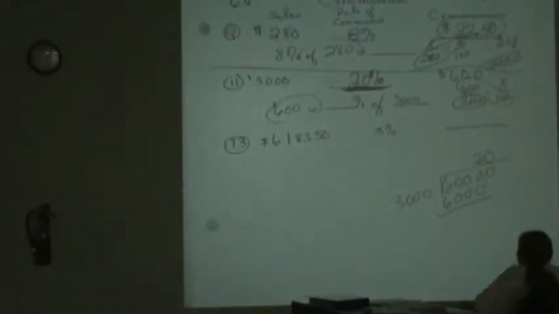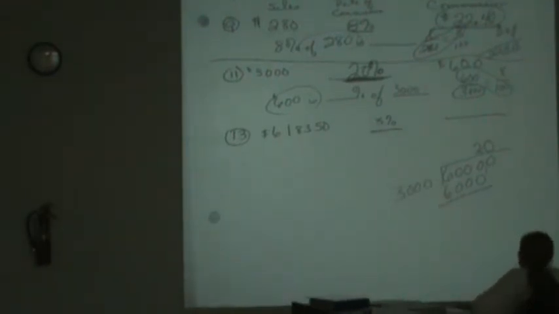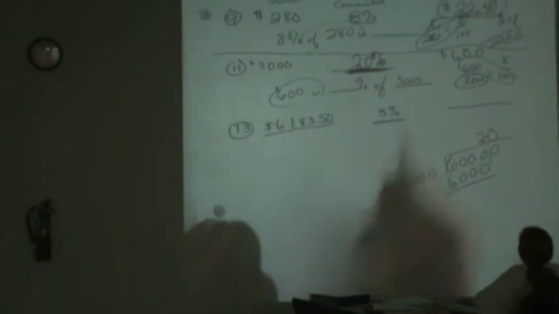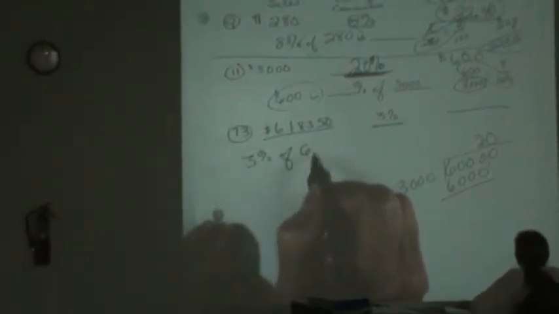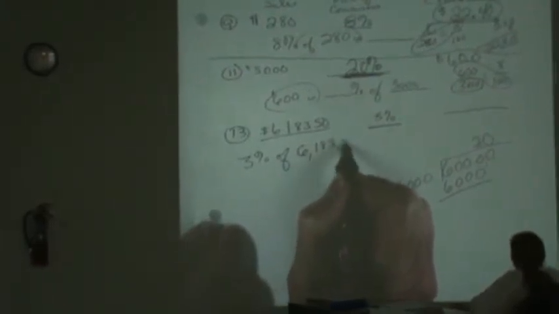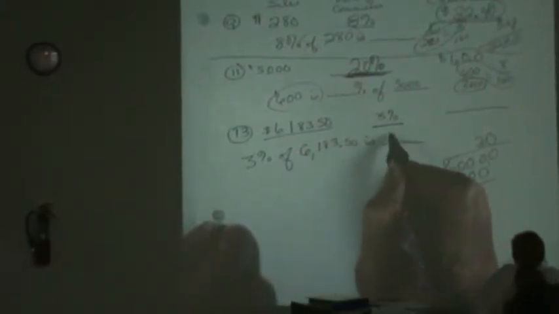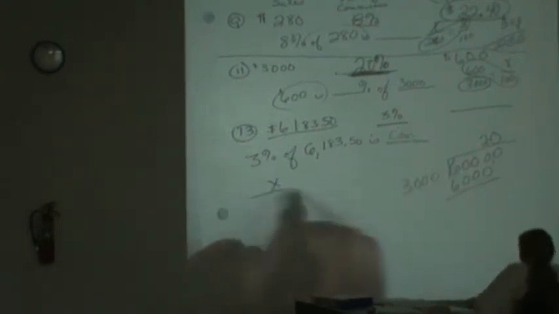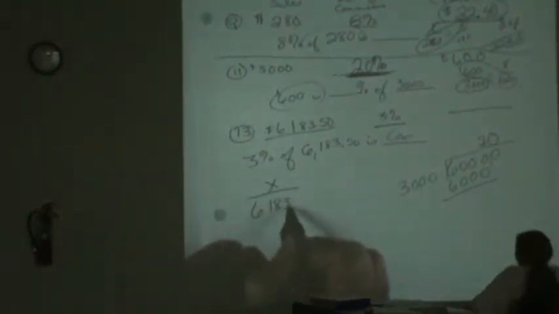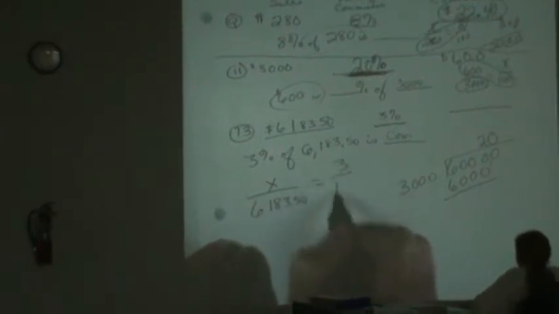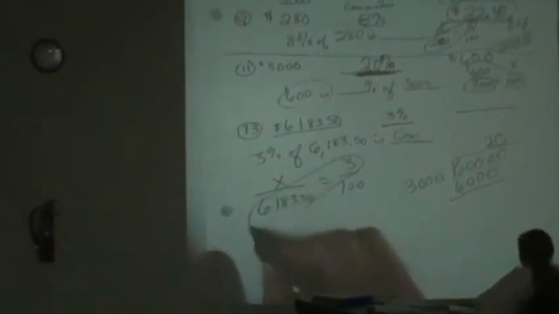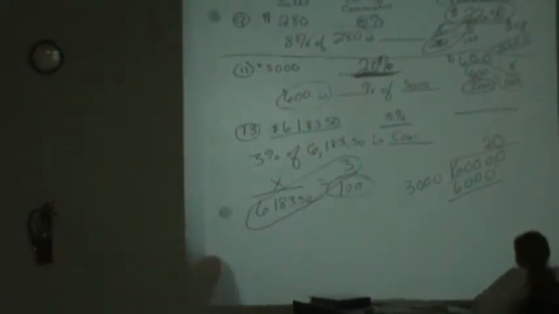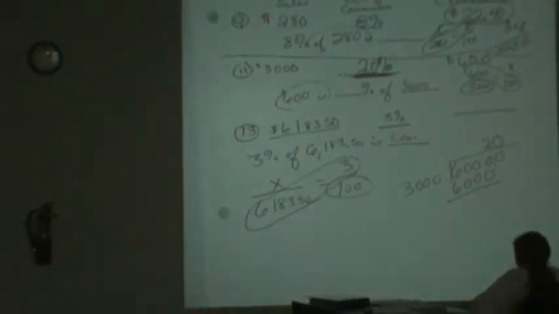Okay? How about if he gets 3%? That's not very much. 3% of the sale is how much they're going to make. 3% of the $6,183.50 is his commission. Is the commission over the of equals 3 over 100. So 3 times that divided by 100. Do I have a quick calculator? Instead of doing it all by hand? 18,000.